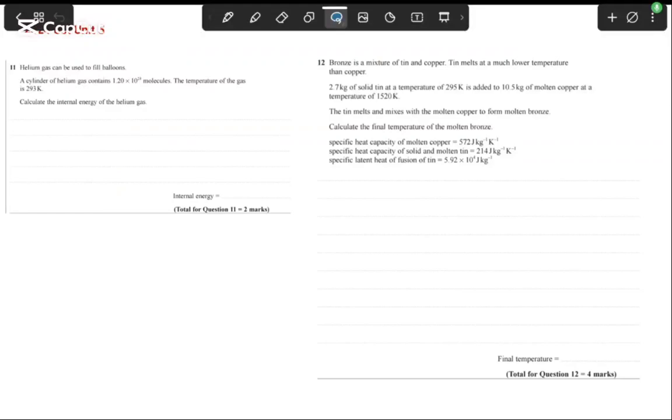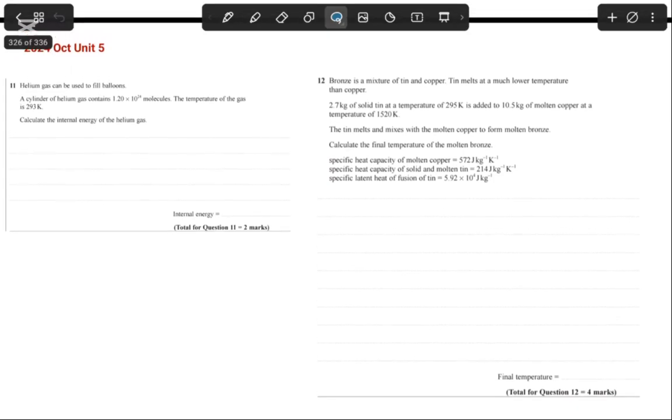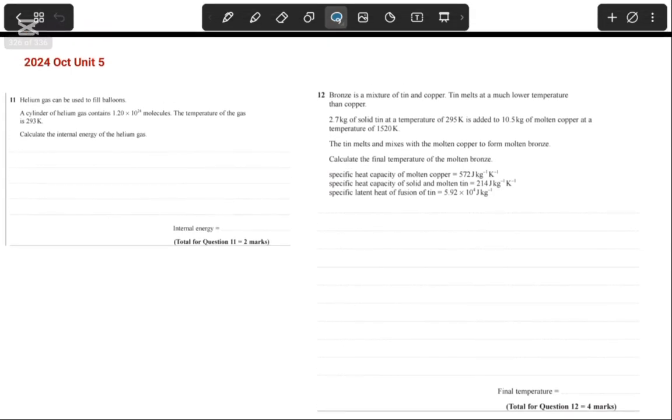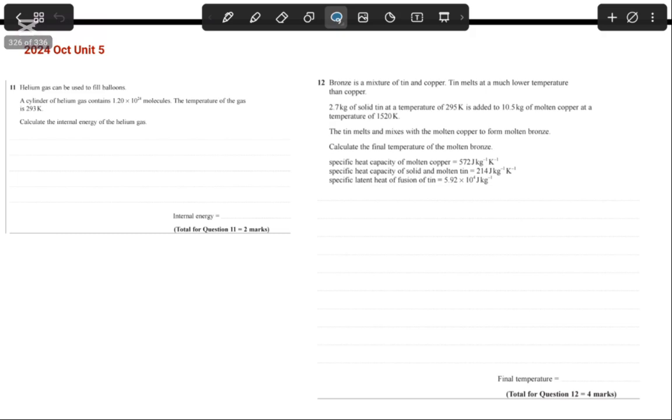Welcome back to the Thermodynamics exam walkthroughs. We're going to be going through questions on thermodynamics. Today we'll be looking at 2024 October Unit 5, question 11 and question 12.